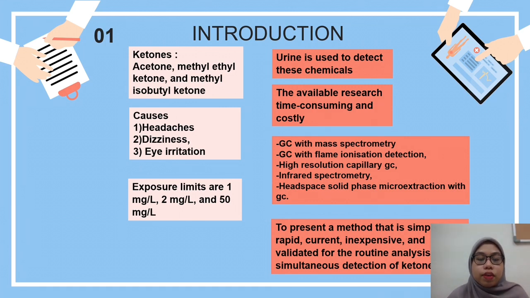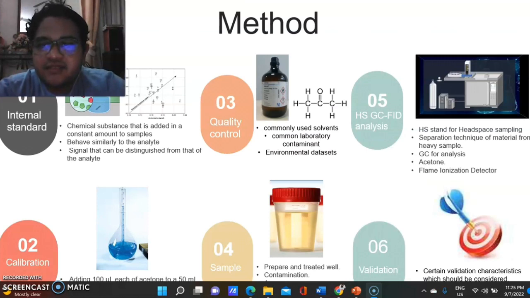Using HS-GC-FID with no prior sample treatment, the purpose of this research is to present a method that is simple, rapid, current, inexpensive, and validated for the routine analysis and simultaneous detection of acetone, MEK, and MIBK in urine. So right now I will present to you about the method from the journal.